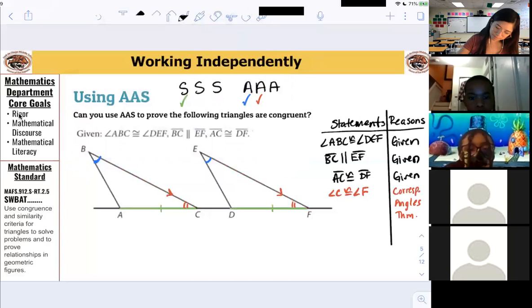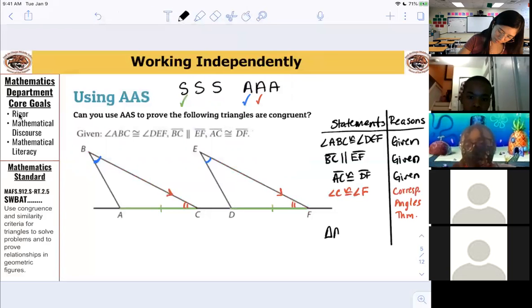ABC is congruent to DEF. Good. And I know this because of, not CPCTC. I only know 3 things. AAS, good.